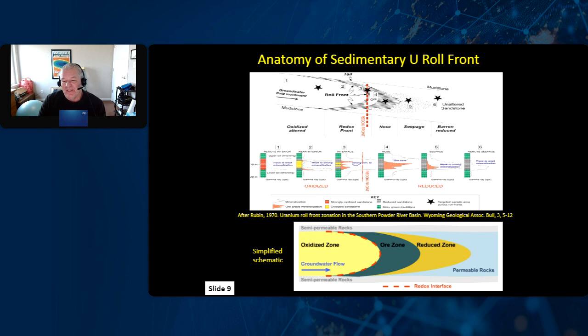One thing to note while we're here, and if you can look at this very detailed one on top or the more simplified one on the bottom, we're going to talk a lot about the oxidized ore transition and the reduced zones sandwiched in between these semi-impermeable claystones. So that's the fundamental model.